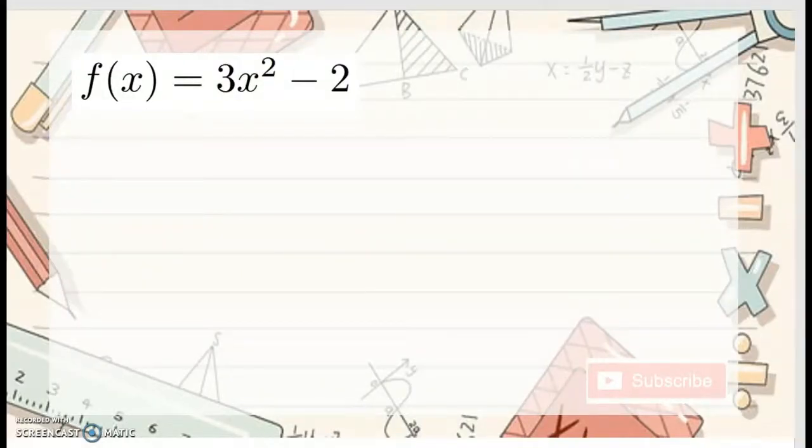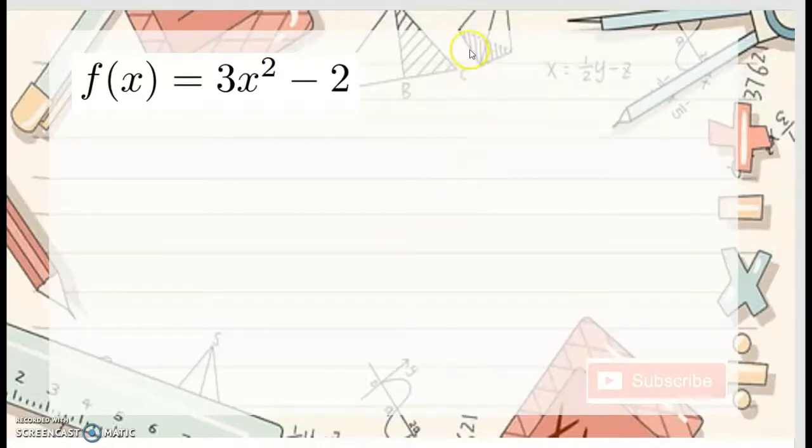Let us have the second example. For your example here, as you can see, we have 3x squared, or f of x is equal to 3x squared minus 2. So in here, we will have restrictions. It's because in here, you have a quadratic function. When we say quadratic function, your graph here is a parabola.